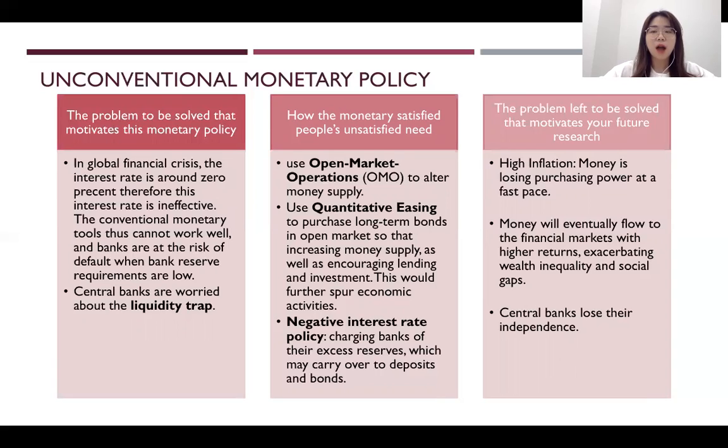And also, how does it satisfy the need? Under the unconventional monetary policy, central banks mainly use open market operations to alter money supply. When facing financial crisis, central banks use quantitative easing as a method to purchase long-term bonds in open market, so that increasing money supply and also increasing lending and investment. This would further spur economic activities.